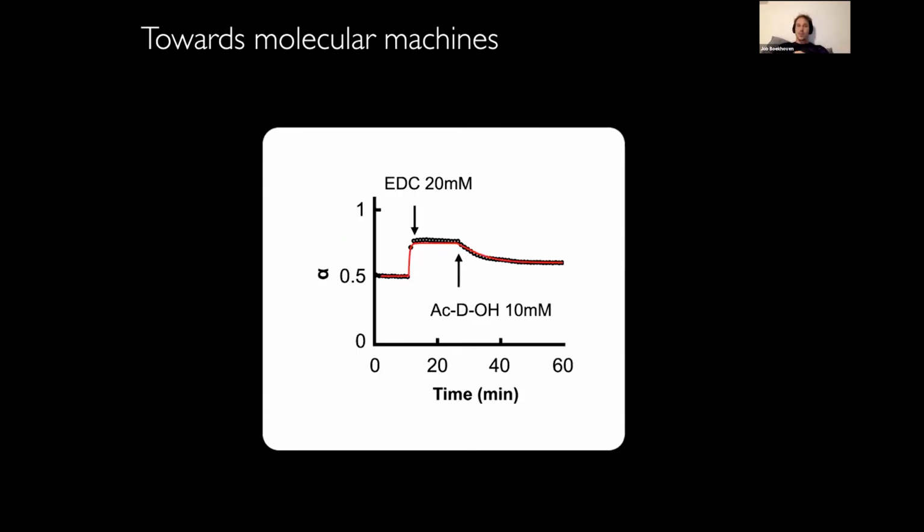And now we're, of course, going to rescue it by the addition of chemical fuel. And the way that we express this is to look at how many of our hairpins are folded. The folded fraction is roughly 50%. We're doing this at the melting temperature. And now we shoot in our chemical fuel and we see that we change the population of the folded hairpins.